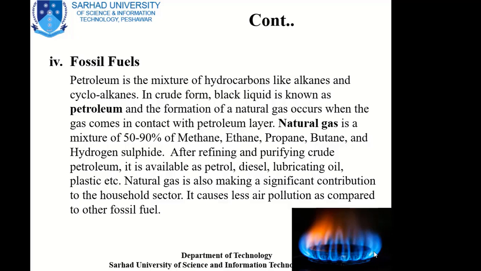Natural gas is also making a significant contribution to the household sector. We use natural gas in our houses for cooking and for heating our rooms. It causes less air pollution as compared to the other fossil fuels. If you compare natural gas with coal and other conventional sources of energy, it causes less air pollution. But it is very dangerous, as an explosion may occur if it is not used properly.